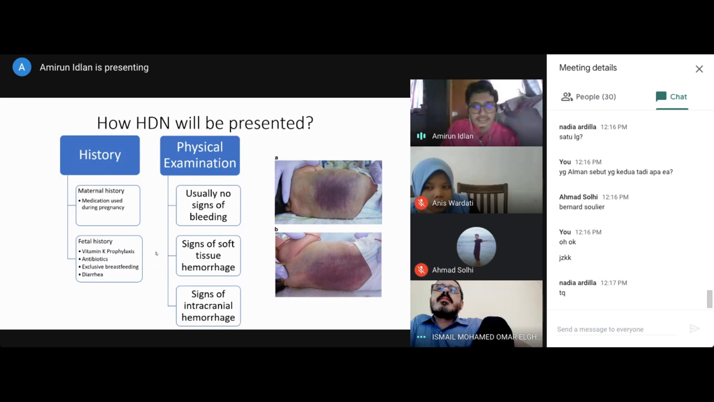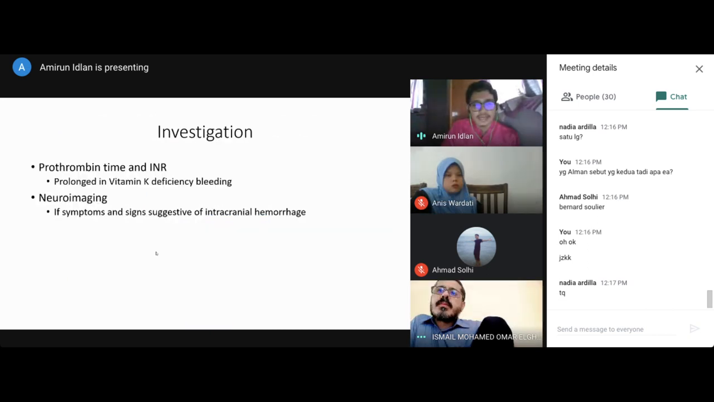For the management part, for the investigation, the most important thing is the coagulation profile. What we need to know is prothrombin time and also INR. There will be an increase in prothrombin time in factor 2. We must remember how to differentiate from neonatal thrombocytopenia. The platelet count in vitamin K deficiency bleeding will be normal. And after the bleeding, when we give vitamin K, usually the prothrombin time will be normal again. And then neuroimaging, if we suspect any intracranial hemorrhage in the newborn.